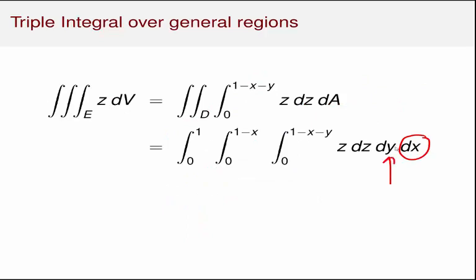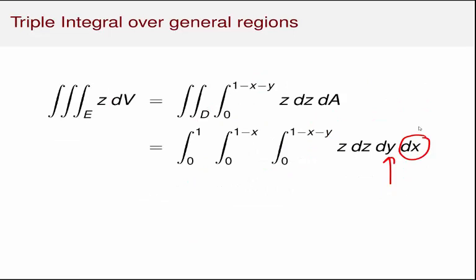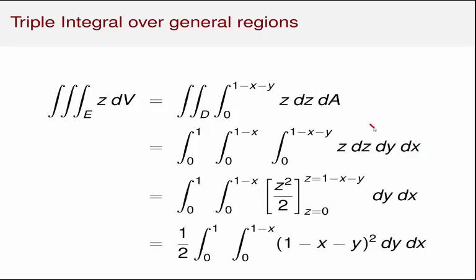The middle one will be the variable y from 0 to 1 minus x, as given just now in the description as well. So now we have, so the rest is just about calculating these iterated integrals, starting from the most inner one. So let's try to evaluate the inner integral with respect to z.